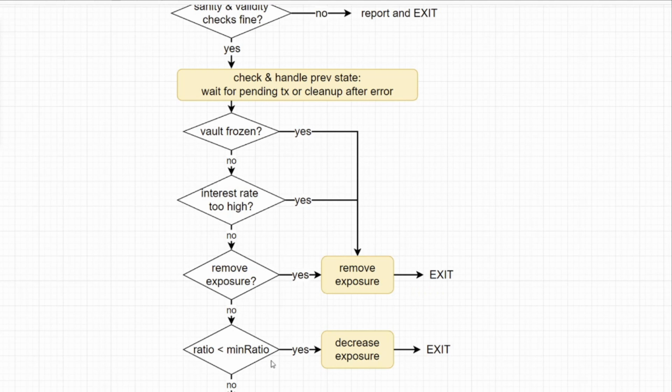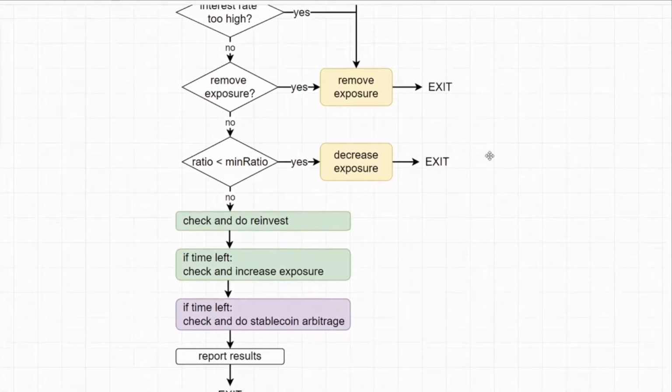If that's not the case, if we don't want or need to remove the exposure, we come to the last check regarding safety, where we say, okay, is our current ratio that we use, which is the minimum of the current and the next ratio, below our minimum ratio? If yes, we need to do something. We need to decrease the exposure so that we are in the middle of the ratio range again. And again, if we need to decrease, we exit. So after that, we are now safe. There is no need to do anything to prevent liquidation. We are fine. So let's move on.